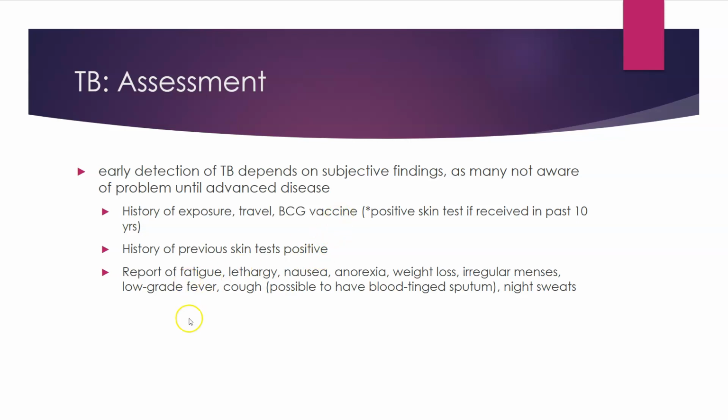But they should report any fatigue, lethargy, nausea, anorexia, weight loss, irregular menses, low-grade fever, cough, especially if they've got blood-tinged sputum, or night sweats. And as you can see, a lot of these are pretty non-specific things. So that's what makes TB kind of difficult for us.